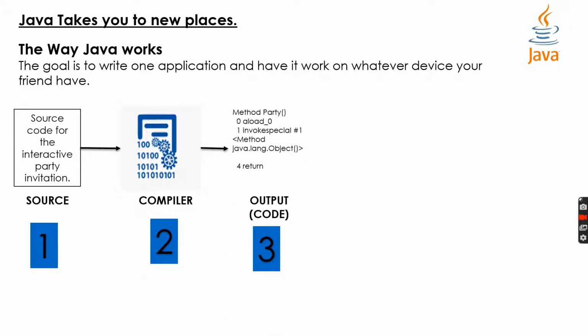Third is the output code. The compiler creates a new document coded into Java bytecode. Any device capable of running Java will be able to interpret or translate this bytecode into something it can run. The compiled bytecode is platform independent.